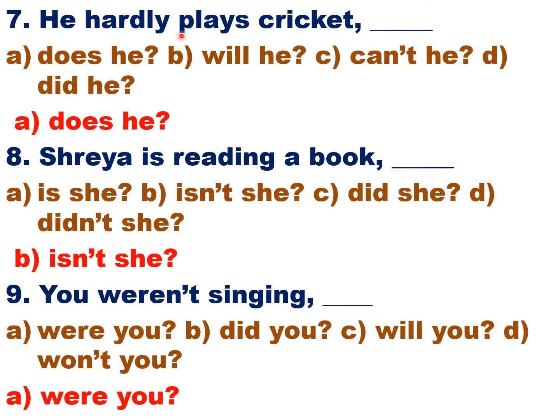He hardly plays cricket. Hardly. Negative sentence. Plays simple present tense. So the tag must be in positive sense. Does he. He is singular. So does he. Shreya is reading a book. Is the auxiliary verb. Positive sentence. So isn't she. You weren't singing. Negative statement. Weren't. So the answer must be in positive sense. Were you.